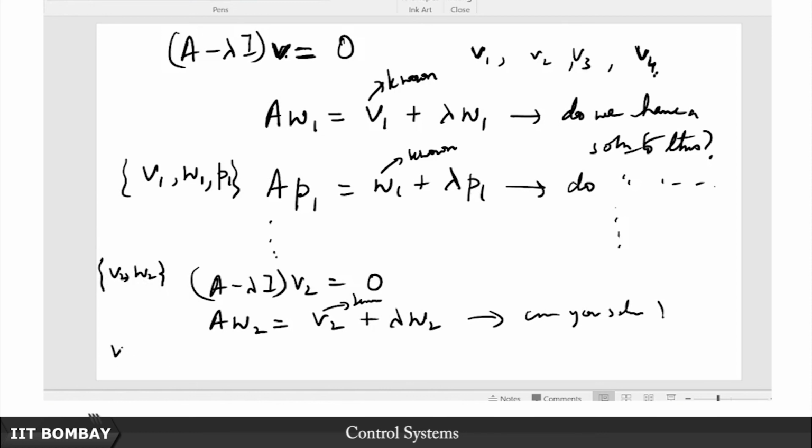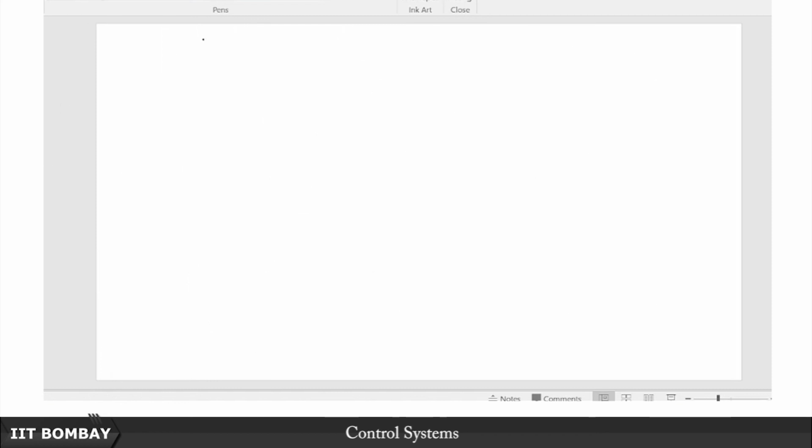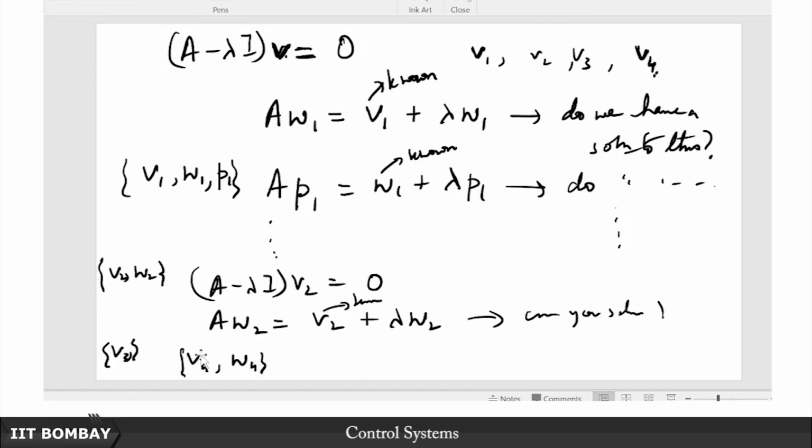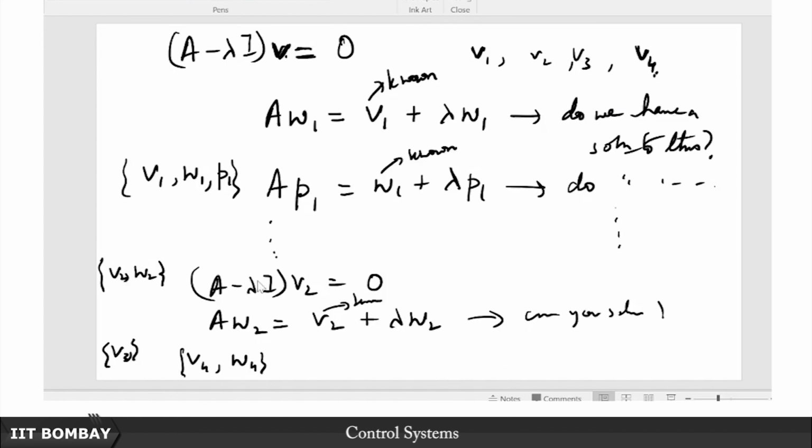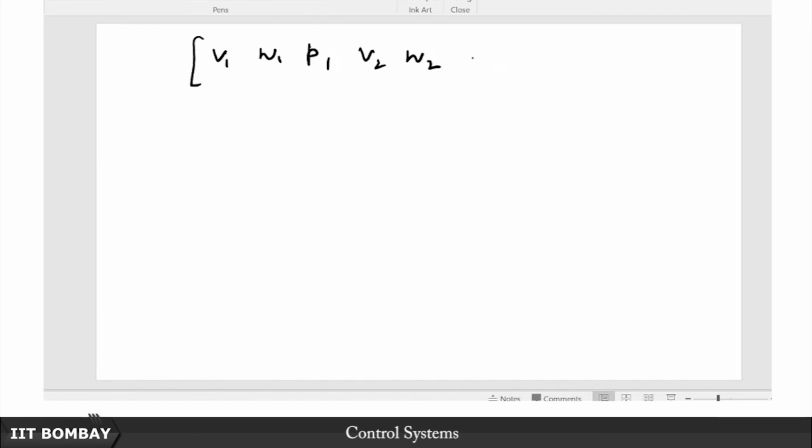Then you take v3. Suppose with v3 you only get v3 and then you do not end up with anything, so v3 is a singleton, and then you start with v4 and then you go up to w4 and that is it. So now the desired matrix will be this, you take v1, w1, p1, and then v2, w2, and then v3 I want at the last, I want this diagonal block at the last, so I will push v3 right at the end, I will pop v4 before. So I will put v4, w4 and then I put v3 last.